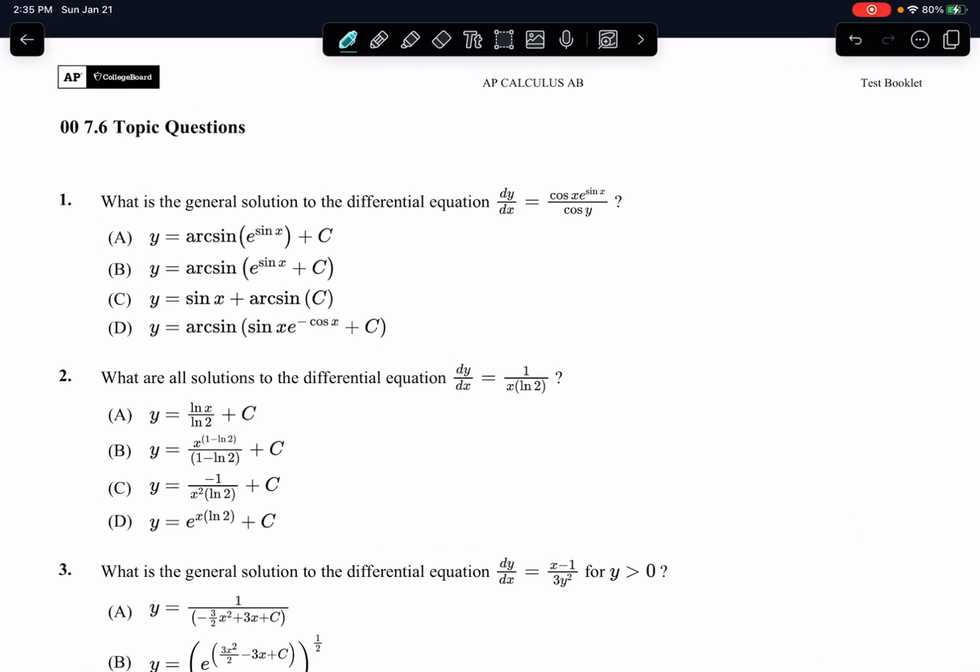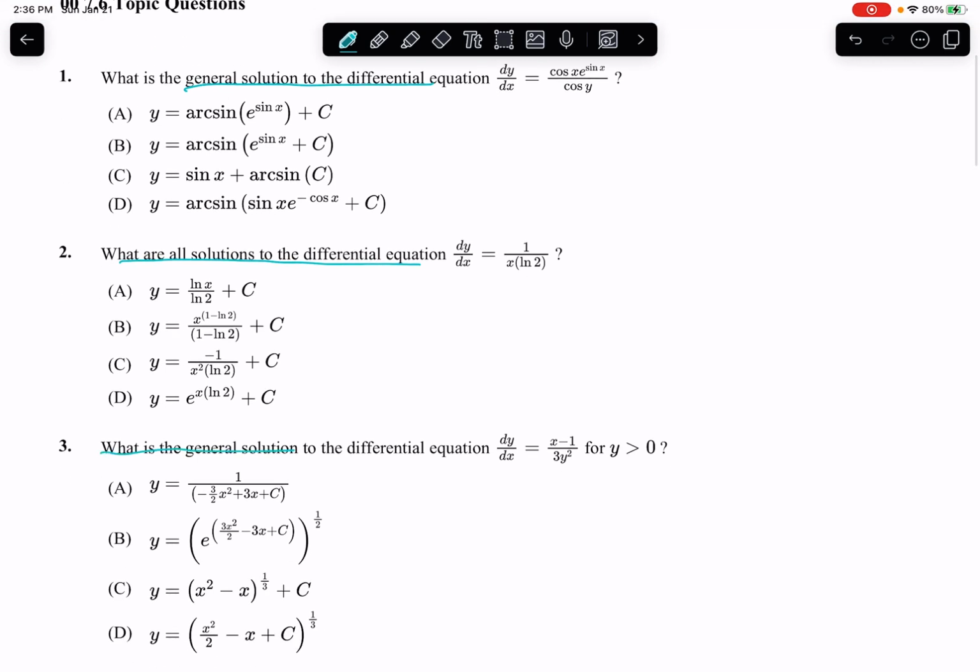This is AP Calculus, Lesson 7-6, and we're going to look at the topic questions from AP Classroom. First one says, what's the general solution to the differential equation? That's no different from number 2, which is what are all the solutions to the differential equation? So they just mean, hey, these are the plus c's. Again, what is the general solution?